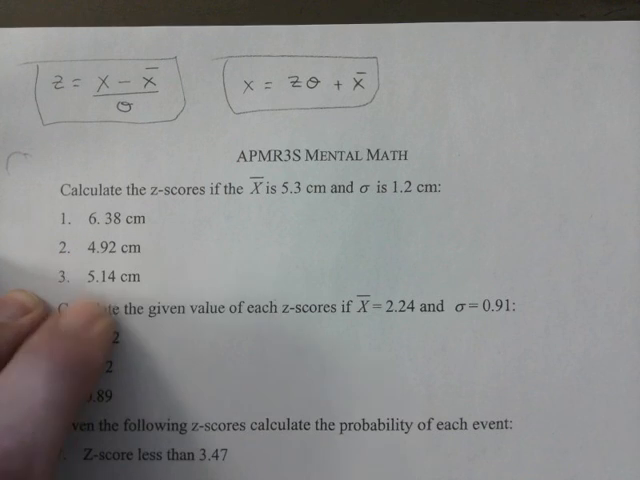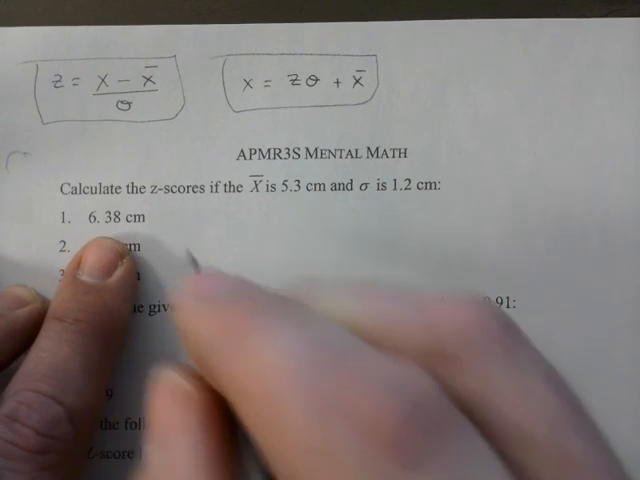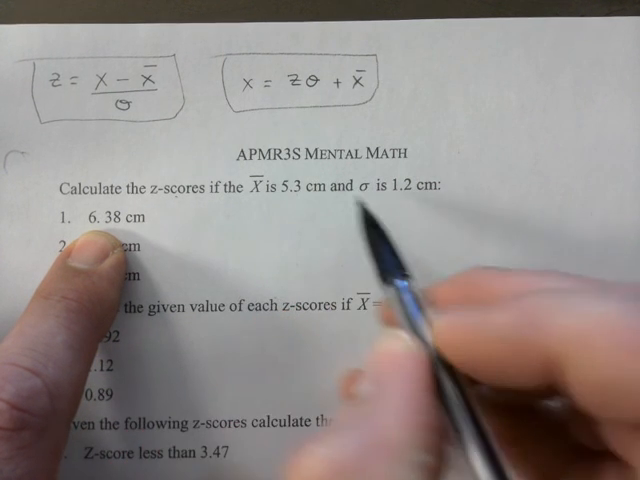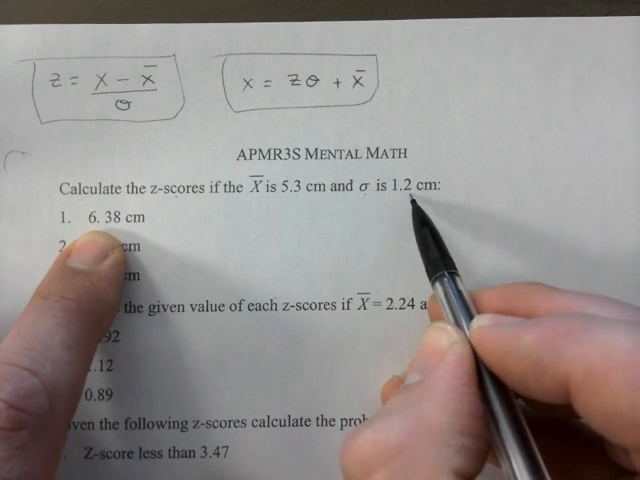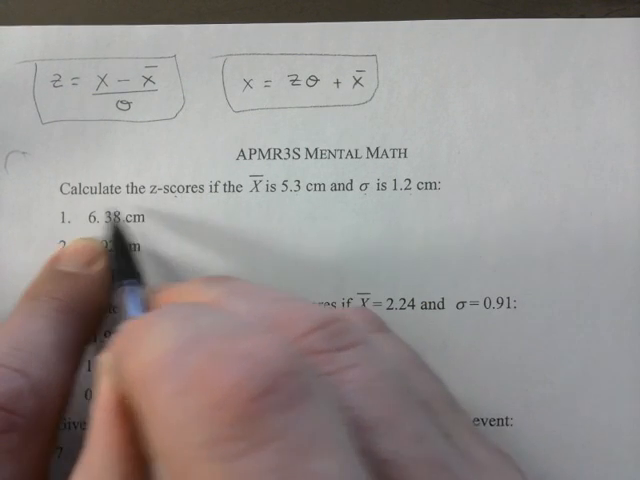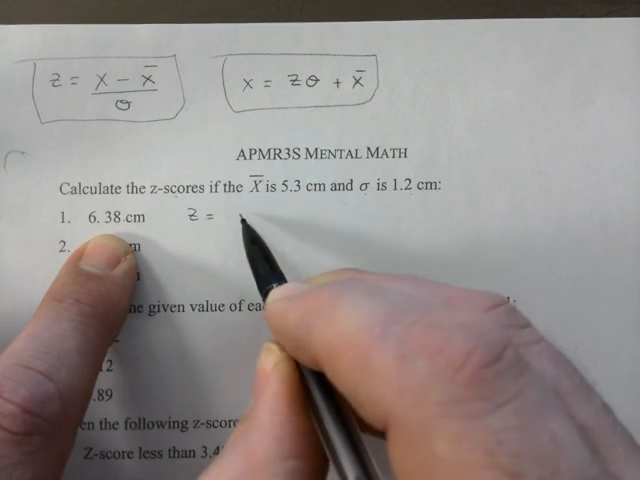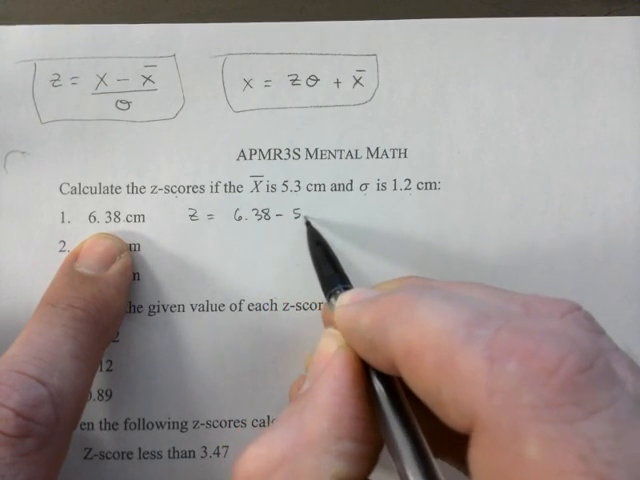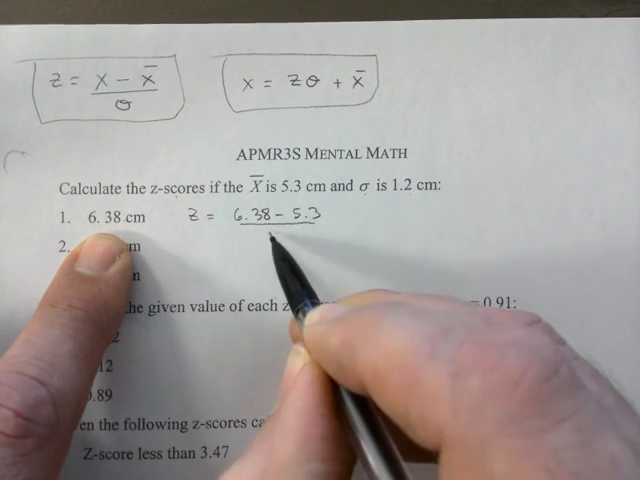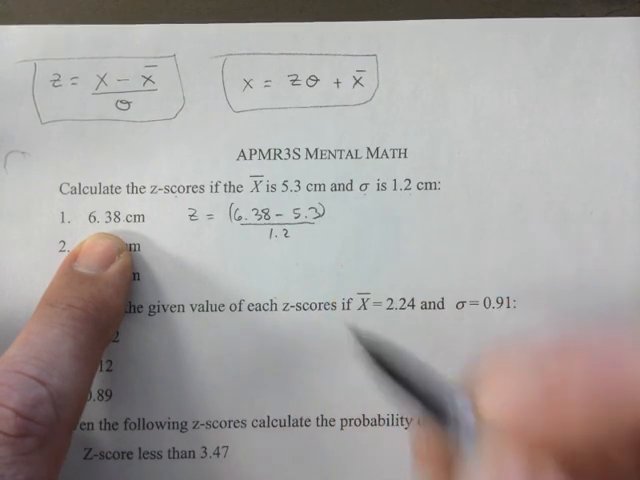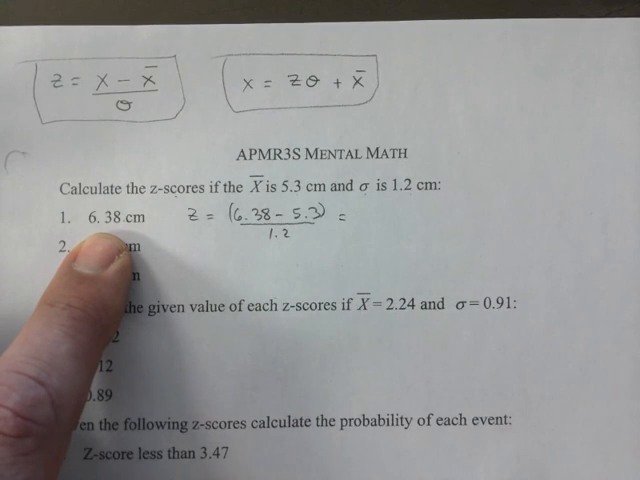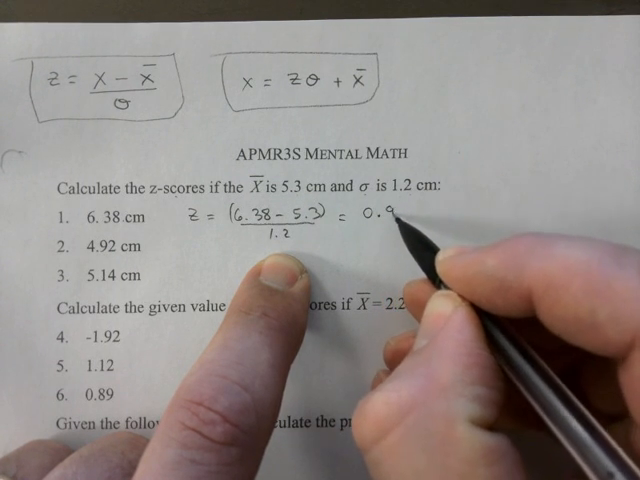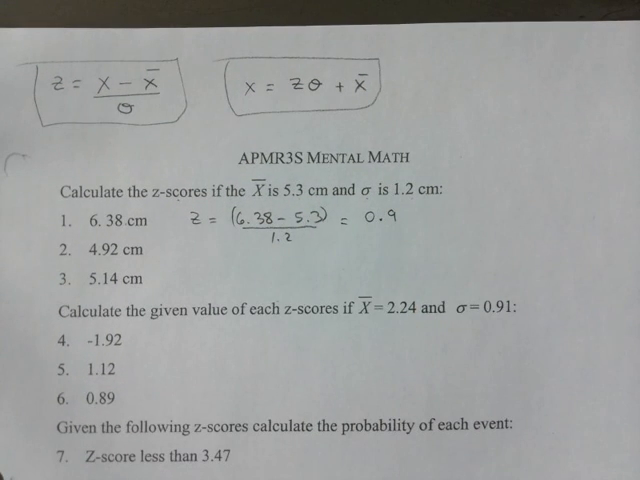So I will just do one in each, and then the rest I'll just give you the answers for. So for example, calculate the z-score if the average is 5.3 and the standard deviation is 1.2 centimeters. So for this particular value, right, follow the formula. It's 6.38 minus average divided by standard deviation. And I always assume that there are brackets. And so when you type that in, you divide by 1.2, you get a z-score of 0.9. No units for z-scores, okay?